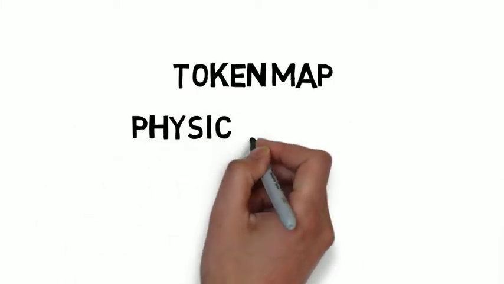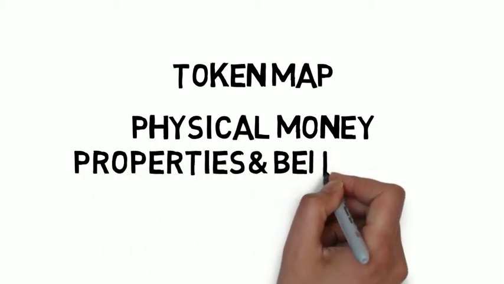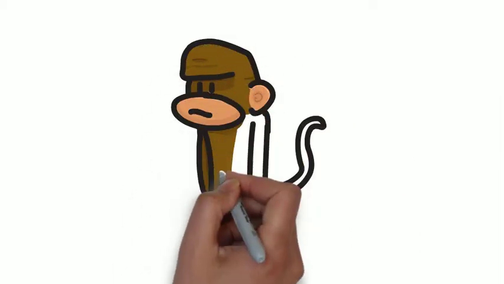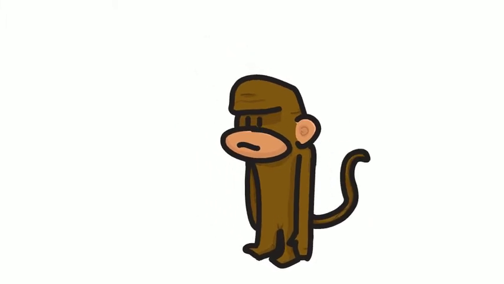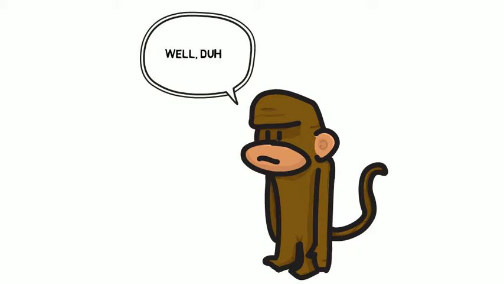Physical money, properties, and behaviors. Often it's useful to state things that are obvious and clearly understood about money, and then apply these concepts to tokens. For, as you'll see, properties and behaviors provide ways of distinguishing different types of tokens.